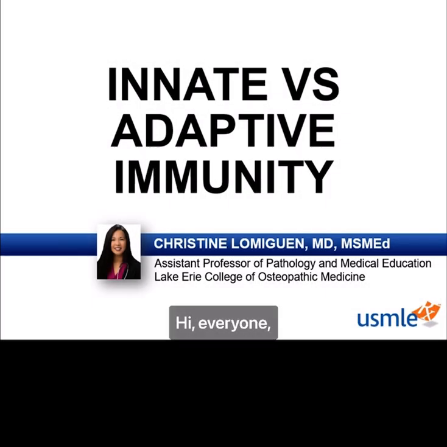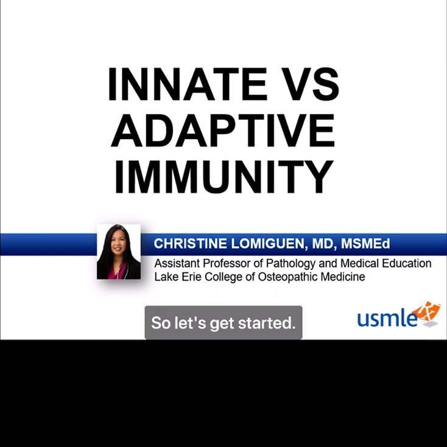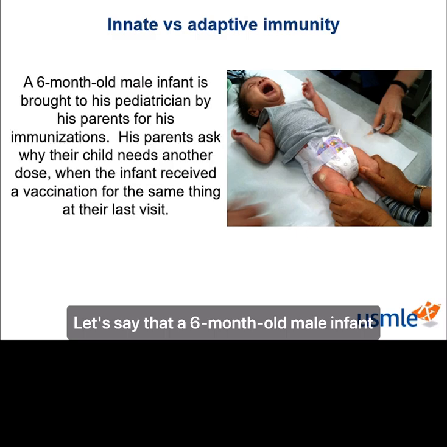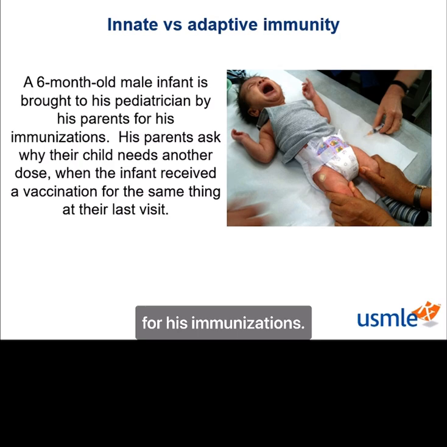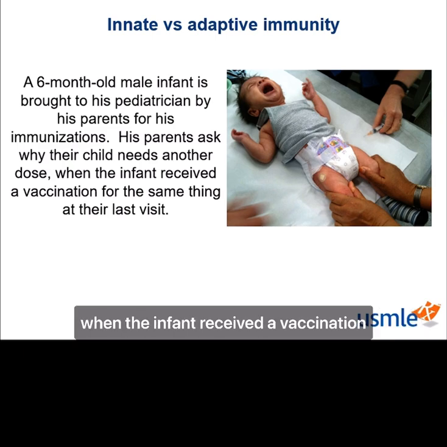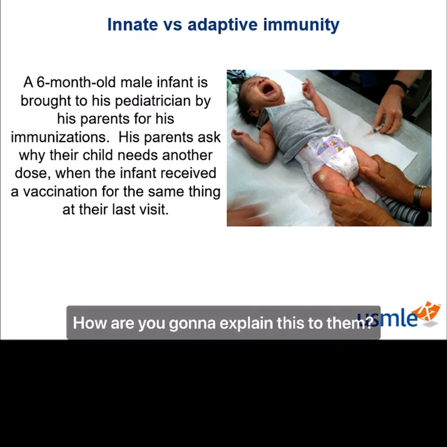Hi everyone, this is our lecture on innate versus adaptive immunity. So let's get started. Let's say that a 6-month-old male infant is brought to his pediatrician by his parents for his immunizations. His parents ask why their child needs another dose when the infant received a vaccination for the same thing at their last visit. How are you going to explain this to them?